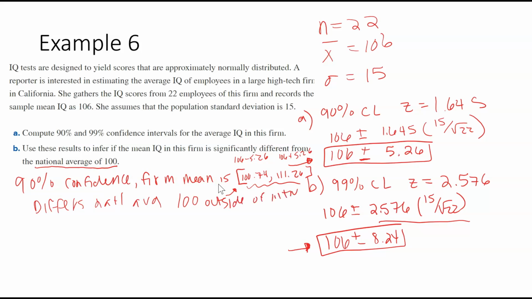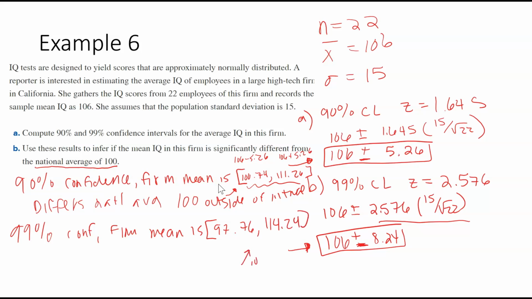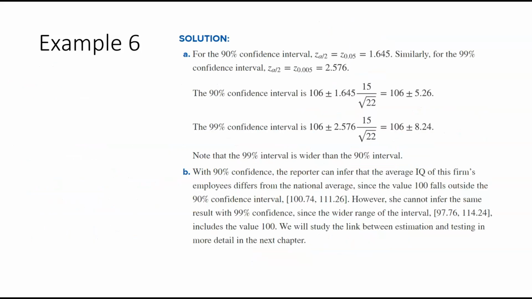Let's take a look at 99% confidence. With 99% confidence, the firm mean is 106 minus 8.24, so that's going to give us 97.76, and plus 8.24, we're going to get 114.24, and 100 does fall in there. So we can say with 99% confidence that the mean IQ in the firm is not significantly different from the national average because 100 falls within that interval. And here it is written out. If you want, you can pause it and see it there.